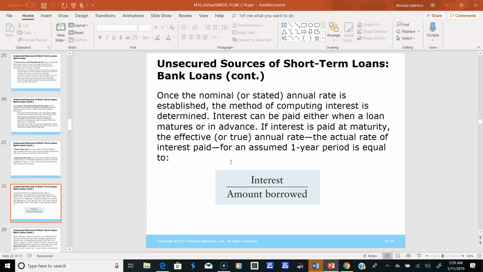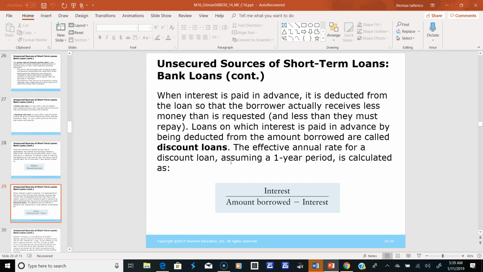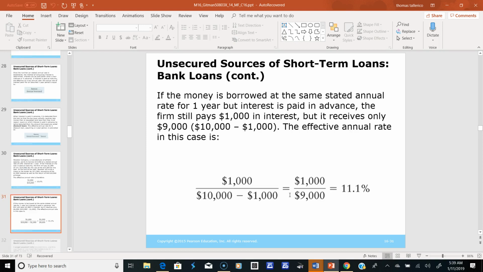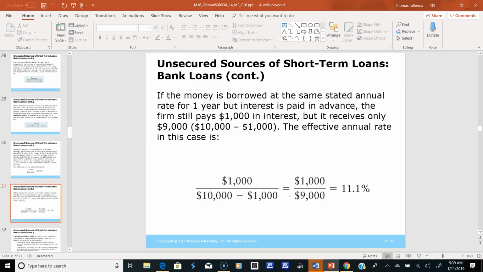So here's the simple equation for your interest rate, right? The nominal rate. And here's another term. This is for the discount loan, right? This is a discount loan. Again, these boxes are in blue. So here's an example. Here's examples of that. You should just go through these examples, right?